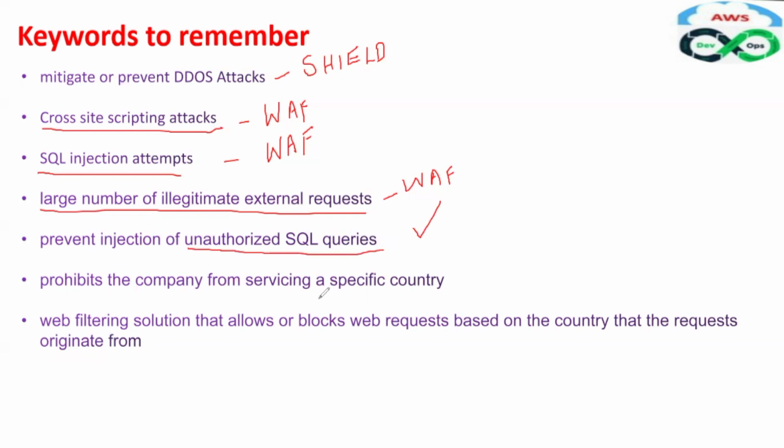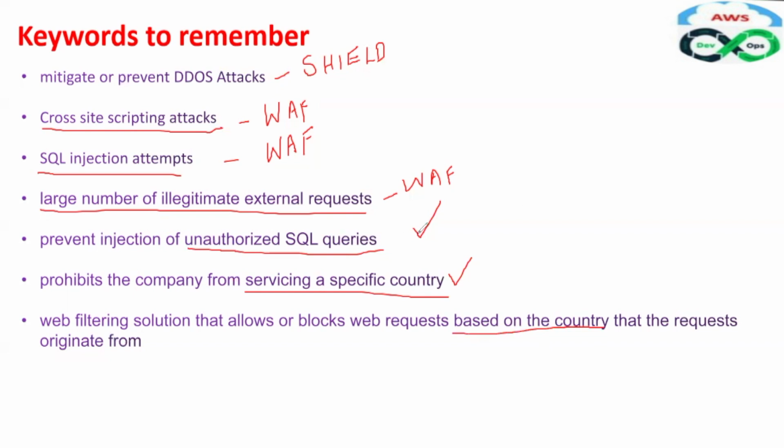Prohibits the company from servicing a specific country. So this also we have an option in WAF, right? If at all you want to allow or block traffic originating from a specific country, you can actually do that via the WAF rules, right? And also a web filtering solution that allows or blocks web requests based on the country. Okay, here also you can see the country parameter is coming in. So this also we can control using the WAF.